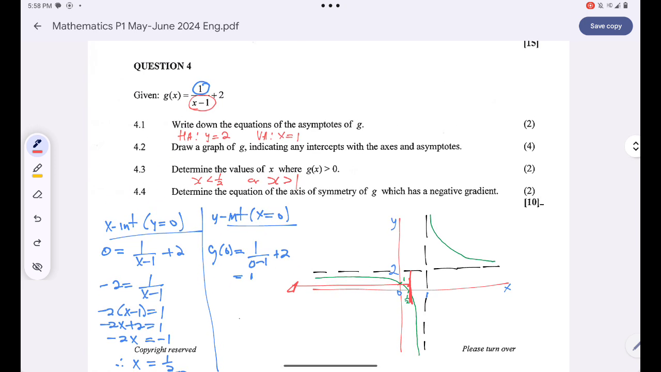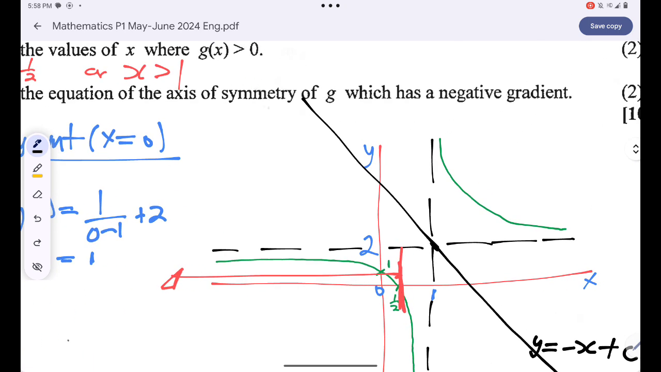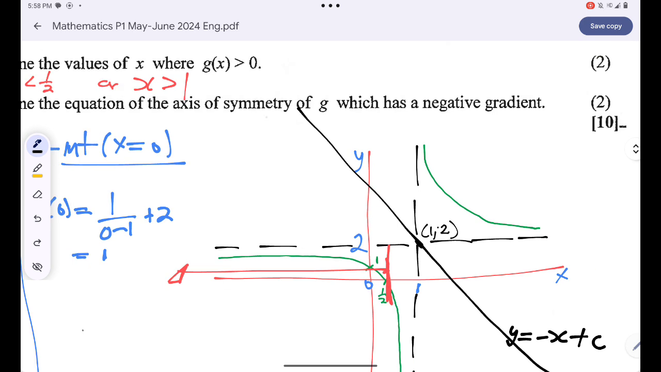And then the last question, they want us to determine the equation of the axis of symmetry of g that has a negative gradient. Its gradient is equal to negative 1. So the equation of this line is y equals negative x plus c. All we have to do is find the value of c. We can only find c if we substitute any point on the line. But I do know the point of intersection of my asymptotes: x is 1 and y is equal to 2.